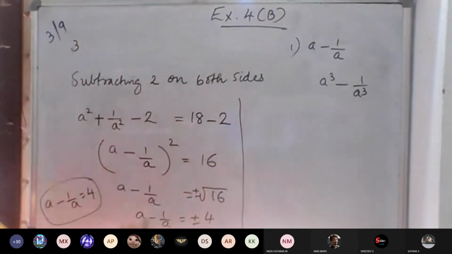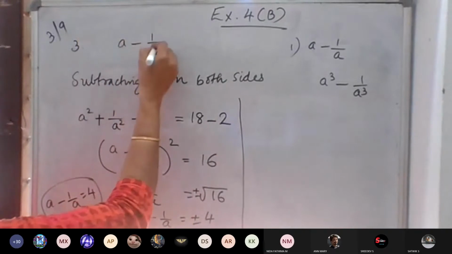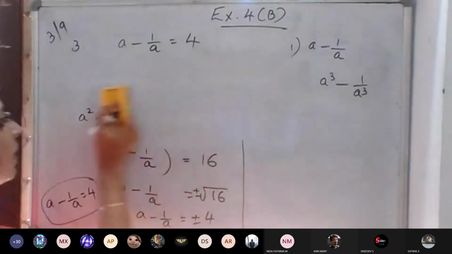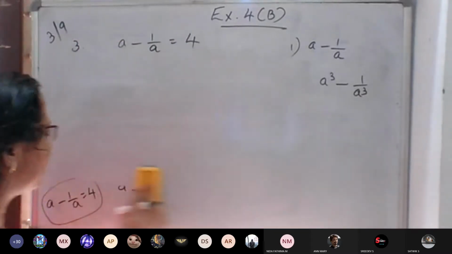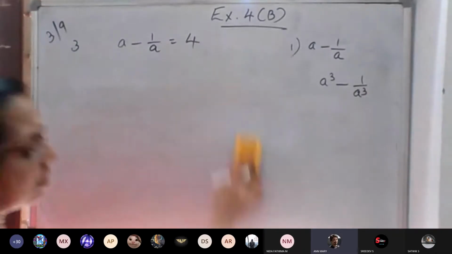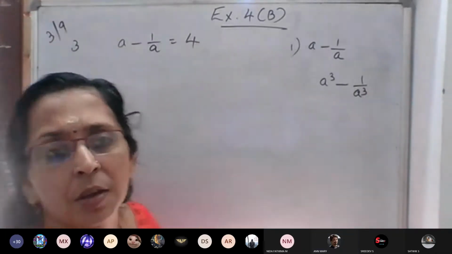Now we have A minus 1 by A, and we are taking only positive values, positive 4. For getting A cube minus 1 by A cube, what do we have to do? Please respond. We should put the whole thing, A minus 1 by A, in a bracket.